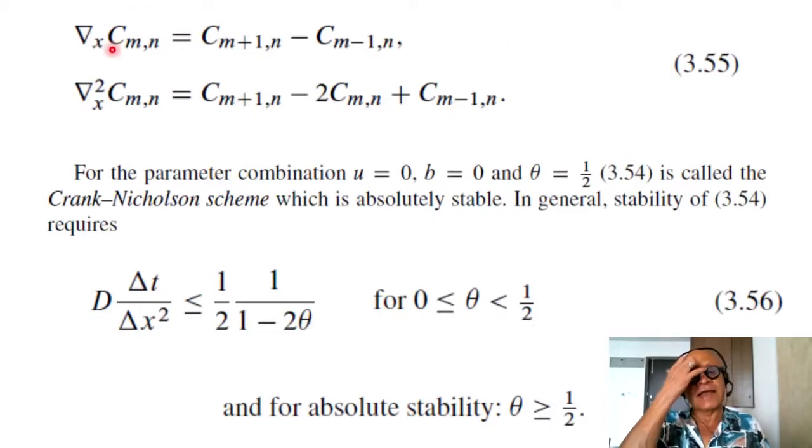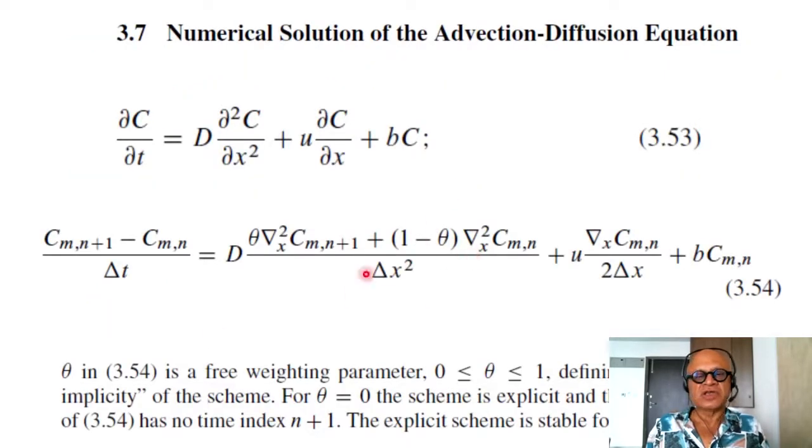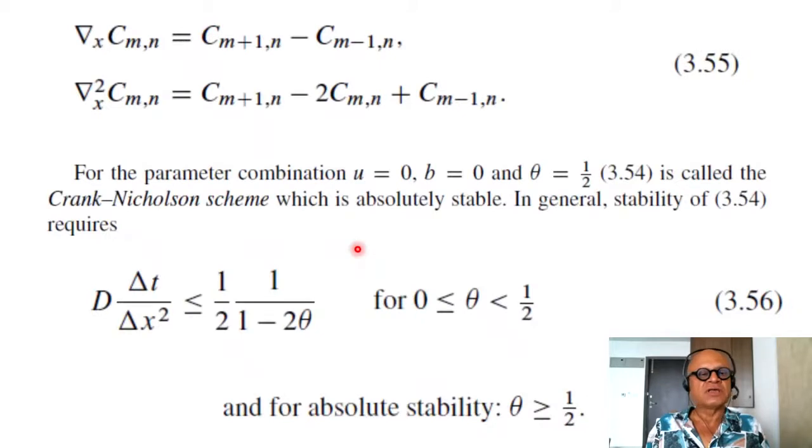Then you write the del x c m n as a central difference. Del x squared c m n is of course again c m plus 1 n minus 2 c m n plus c m minus 1 n, so either side, and then the central point obviously gets divided by delta x squared. For the parameter combination u equal to 0, b equal to 0, and theta equal to 1/2, the equation is called the Crank-Nicolson scheme. So it's a specific numerical discretization method for this advective diffusive equation.